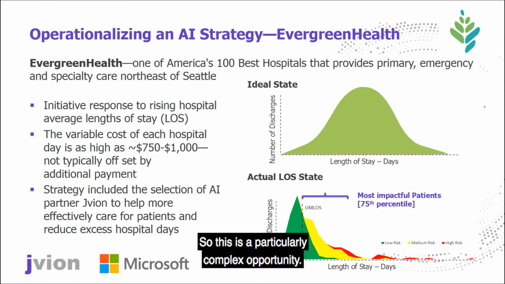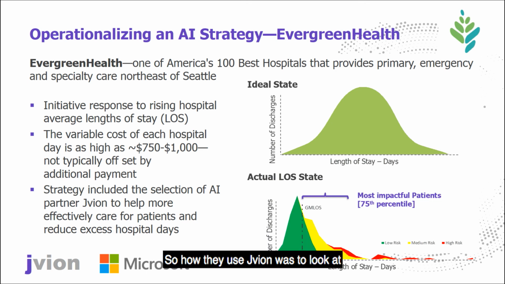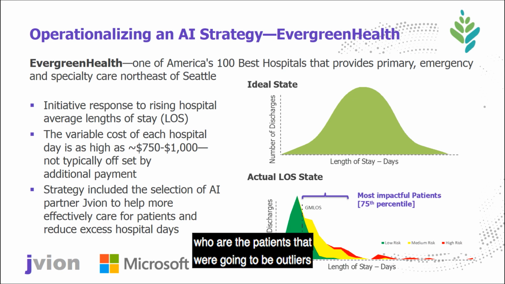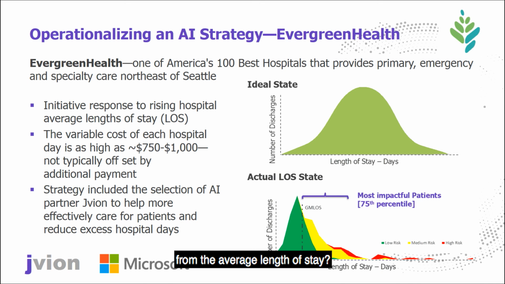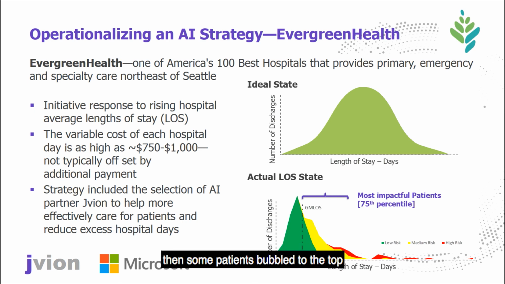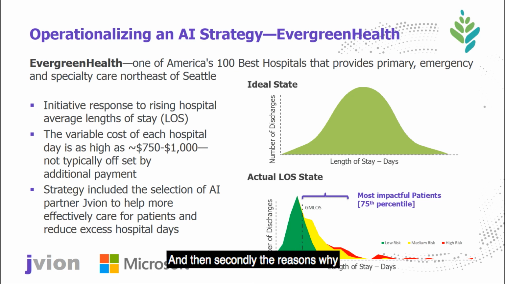The other challenge around length of stay is that you get the squeezing of the balloon effect, that if you shorten length of stay too much, then you increase your readmissions. And so this is a particularly complex opportunity. So how they used Jvion was to look at who are the patients that were going to be outliers from the average length of stay. And when we look at who the patients are that are going to be outliers and the reason why they're going to be outliers, then some patients bubble to the top in a different way that may not have been seen.